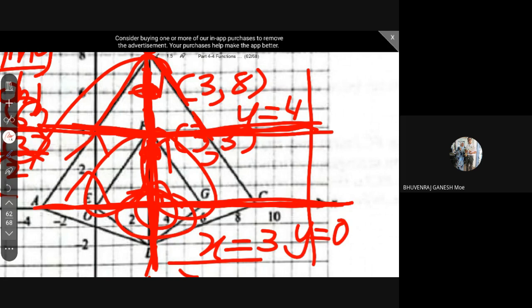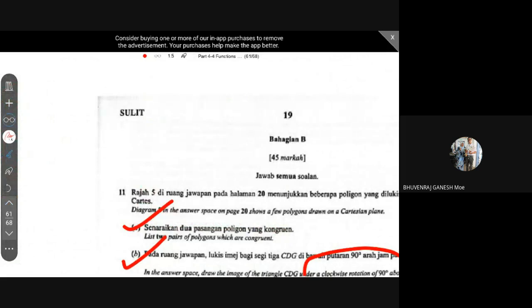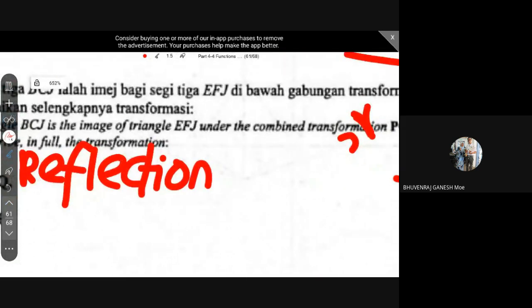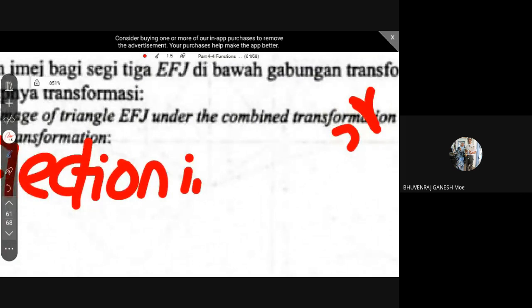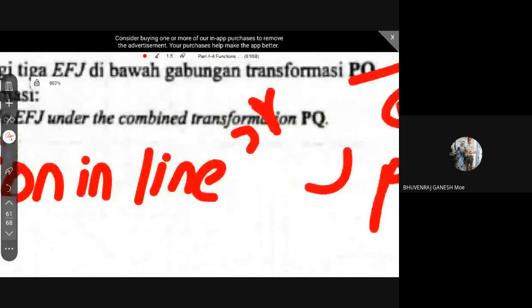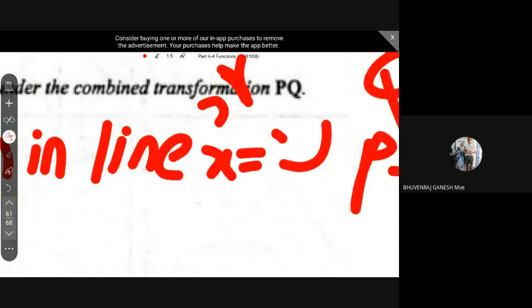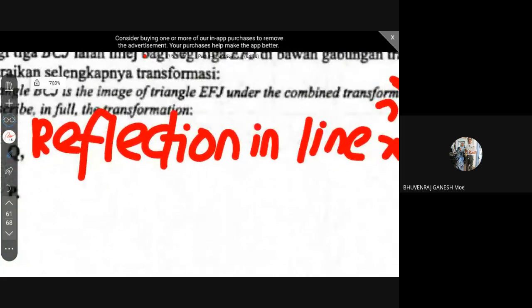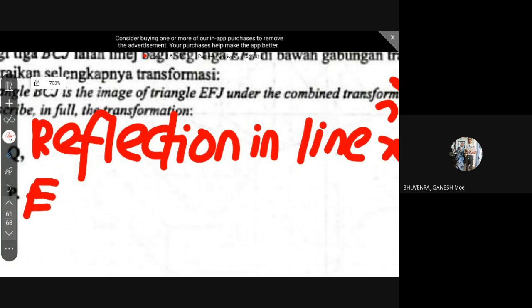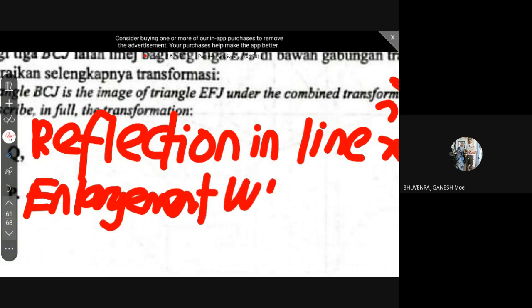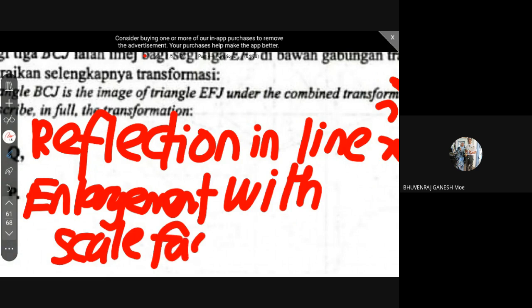So this is how we solve this one actually. I'll write the transformation for you here. This one will be reflection in the line x equals 3, because just now the line is x equals 3, right? So that's your first transformation. And the other one is enlargement, right? So you need to write enlargement with scale factor. Make sure you state your scale factor. That's the important part. Scale factor of 2 and your center of enlargement.